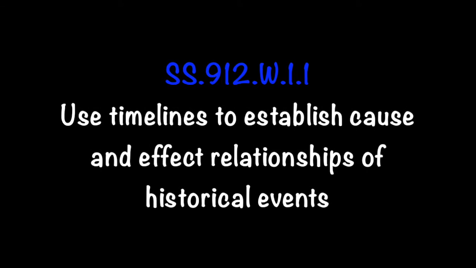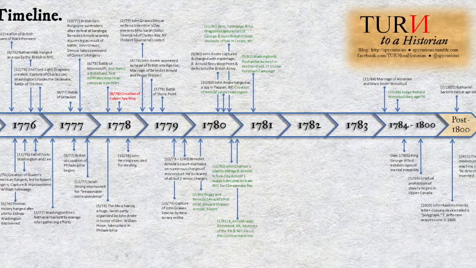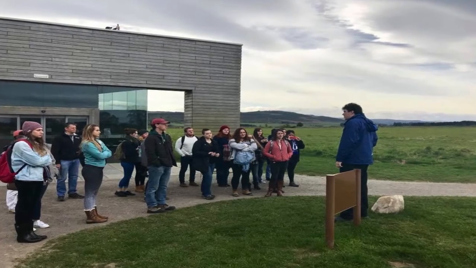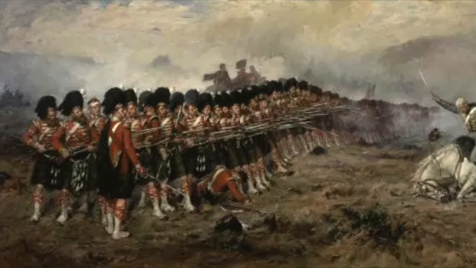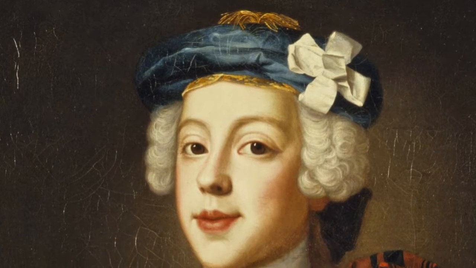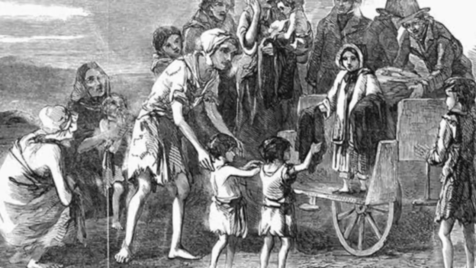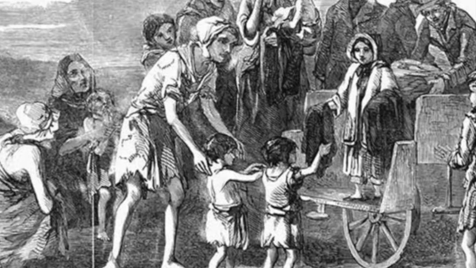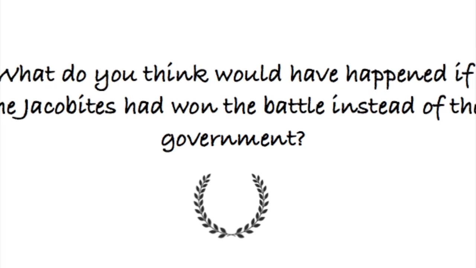The fourth standard asks you to use a timeline to establish cause and effect relationships of historical events. The virtual field trip is set like a timeline, with the modules ordered in the correct sequence of events that led to the Battle of Culloden and what occurred afterwards. As such, you learned about the main issues related to the British throne that sparked the Jacobite risings and ultimately caused the Battle of Culloden, as well as what occurred after Cumberland defeated the Jacobites. What do you think would have happened if the Jacobites had won the battle instead of the government?